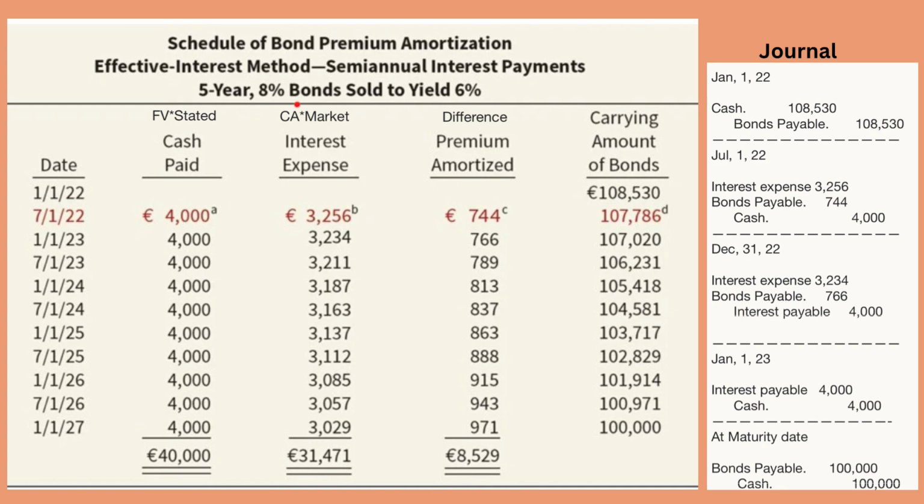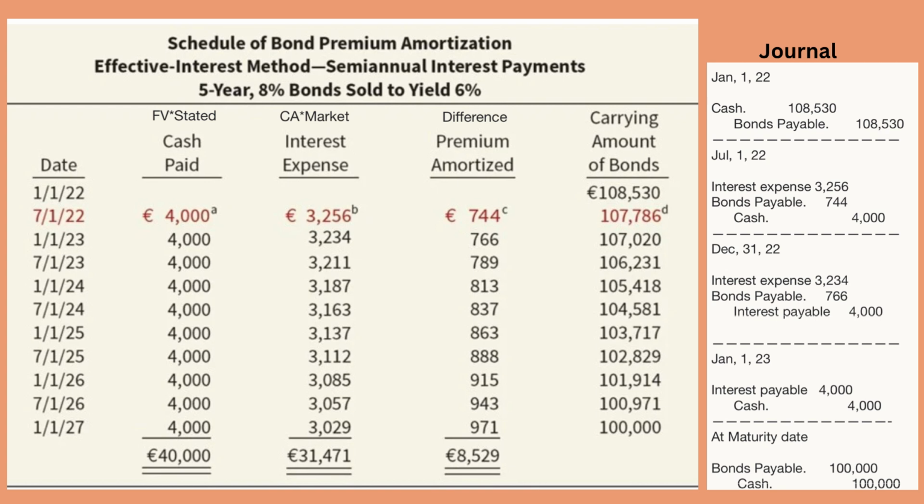Okay, so this is the amortization table. We're going to have date, cash paid, interest expense, premium amortized, not discount amortized this time, and the carrying amount of bonds payable. On January 1, 2022, there is nothing here, only the present value. We just start with the present value. As you can see, it's greater than the face value. So after 10 payments, we're going to reach 100,000. So each time, I need to decrease the 108,530. I need to decrease the carrying amount of bonds payable to reach 100,000 when it's issued at a premium.